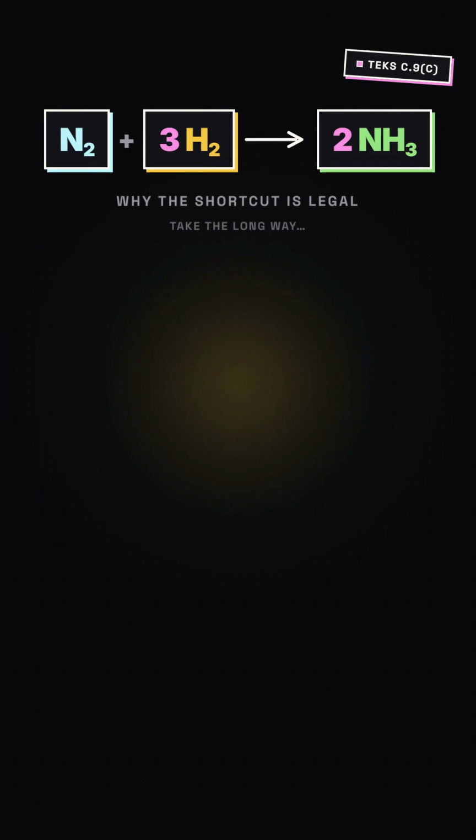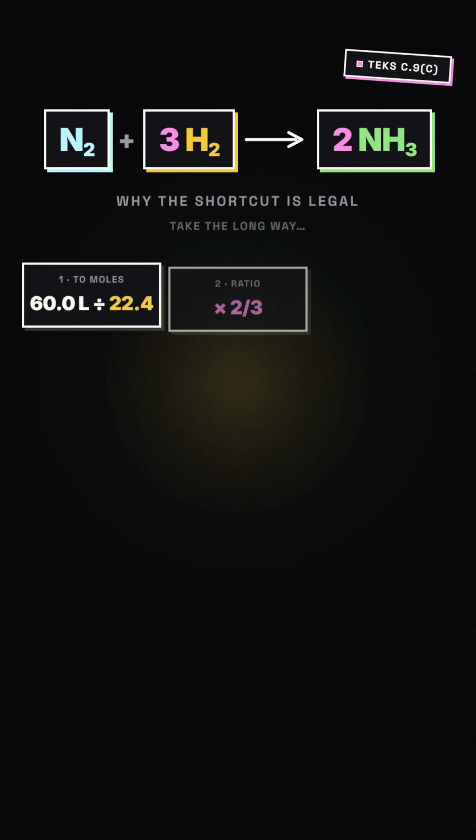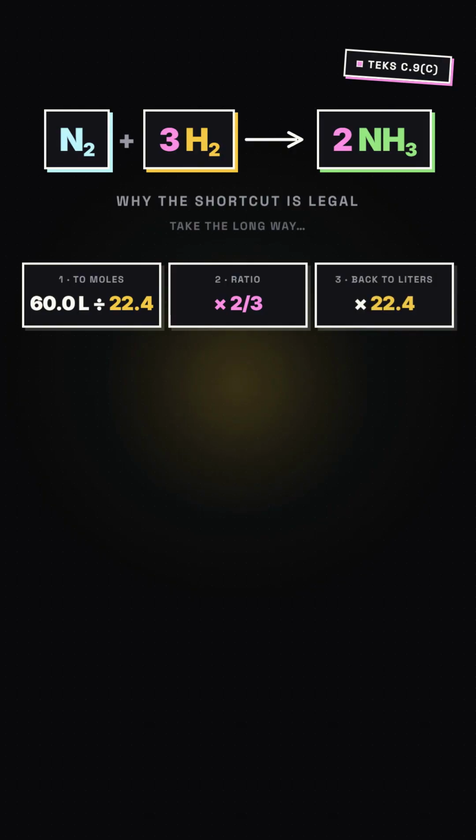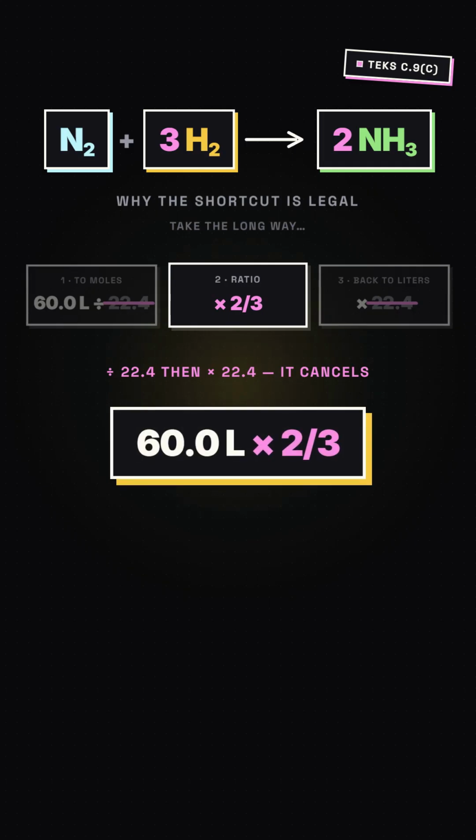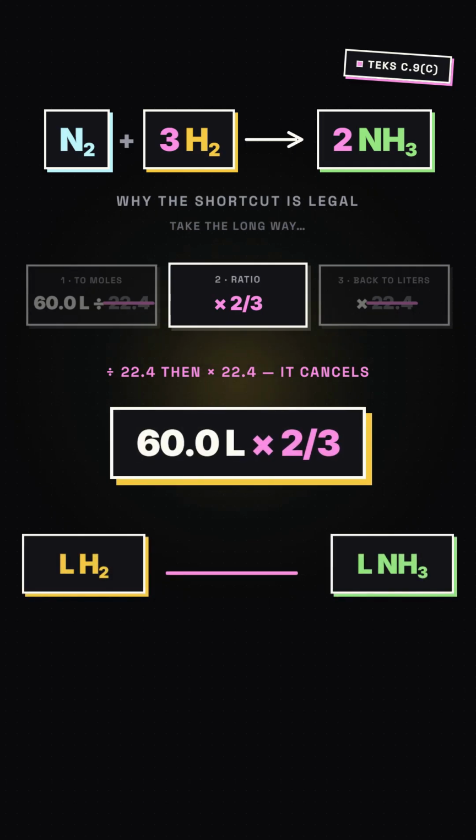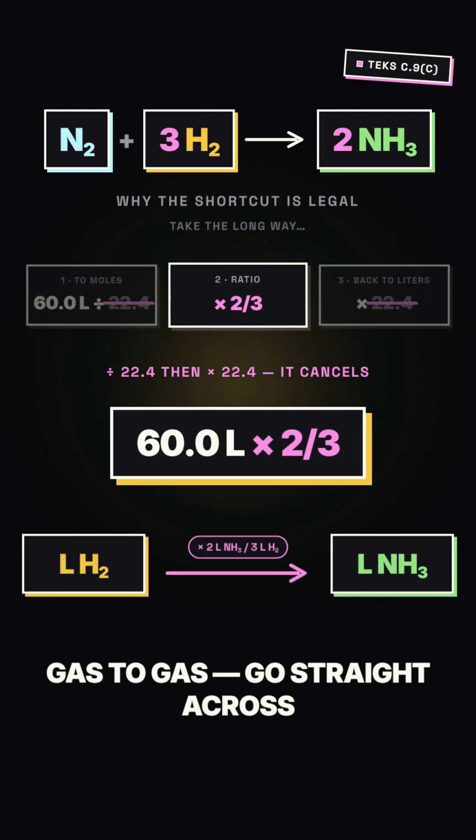Take the long way. Divide the liters by 22.4 to get moles. Apply the mole ratio, then multiply by 22.4 to get back to liters. But look, you divided by 22.4 and then multiplied by it again. It cancels. All that's left is the ratio. So for gas to gas, you can go straight across.